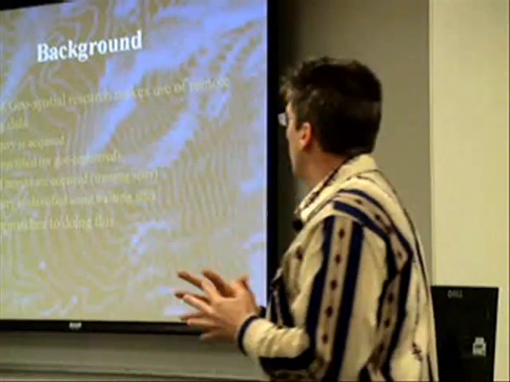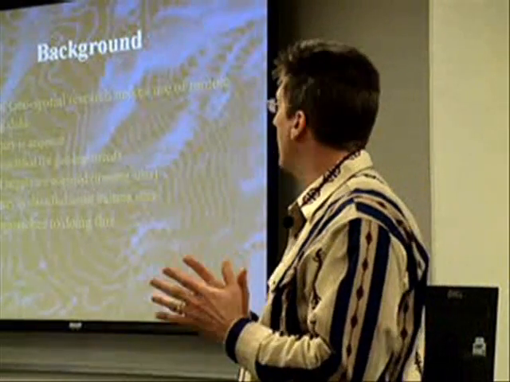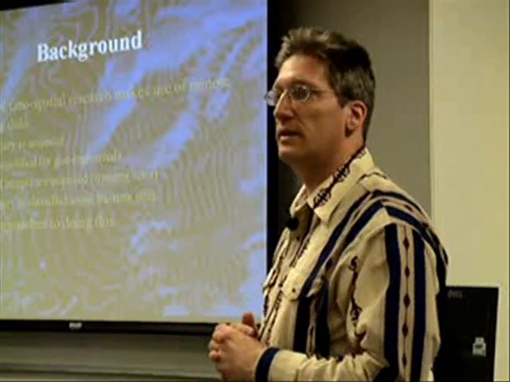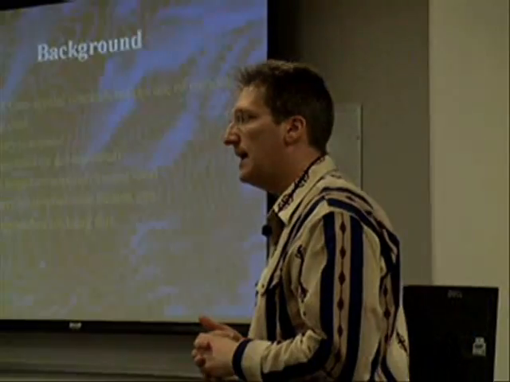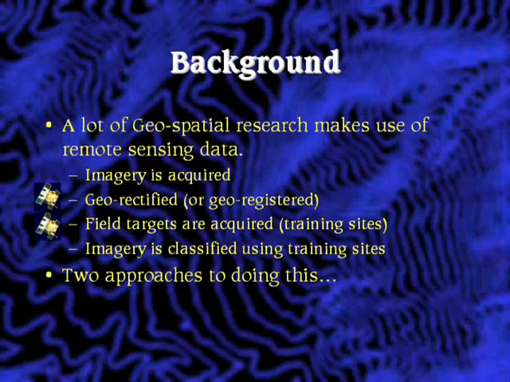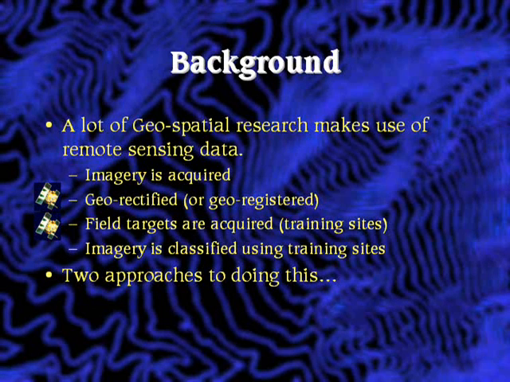A little bit of background here. First of all, there's a lot of geospatial research today that makes use of remote sensing data. But not all of it. You have to realize that in some cases you could have a strictly geographic information systems project where you're going to use your GPS to map features and never utilize remote sensing data. Okay? But specifically there are some nuances, things that you need to know about when you are going to be using remotely sensed data.